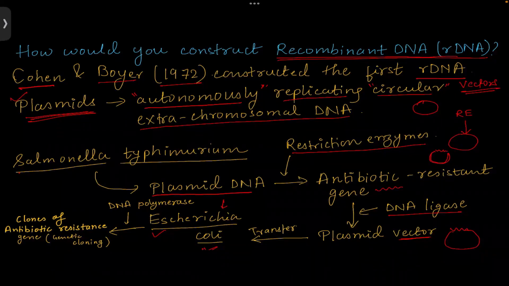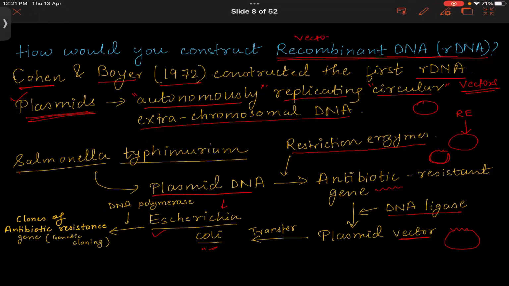So from this discussion, what did you understand about recombinant DNAs? What are recombinant DNAs then? Recombinant DNAs are nothing but vector DNA that is linked with your gene of interest. Let's write it as GOI. So here in this example, the gene of interest is the antibiotic resistance gene, which is ligated with the plasmid DNA.